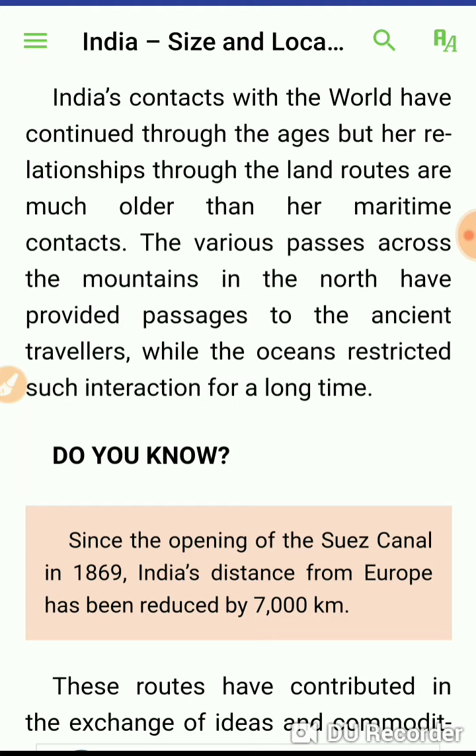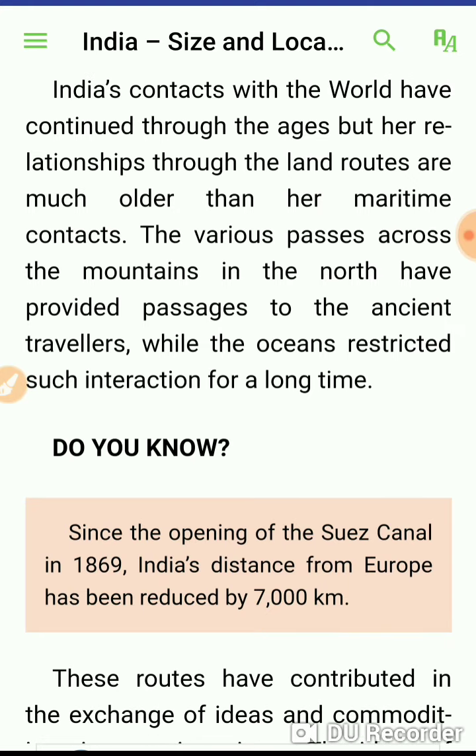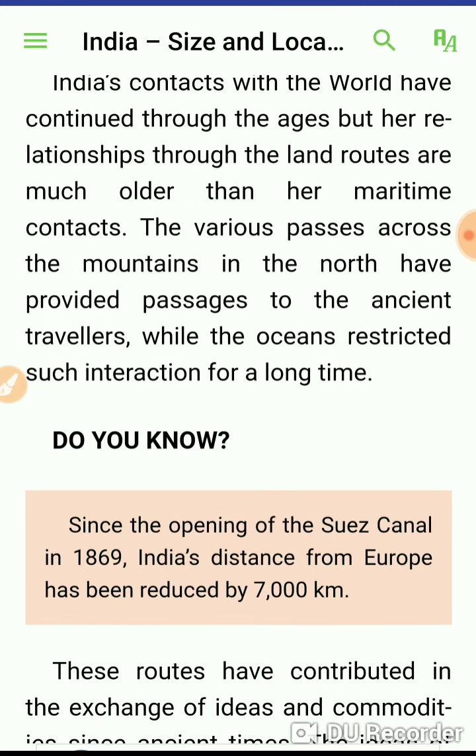But if we are talking about the southern region, in that region, three side it is covered with water. So up to some duration it was restricted, because sea routes were not discovered at that time, and because of that India was not connected with the rest of the world through sea routes.